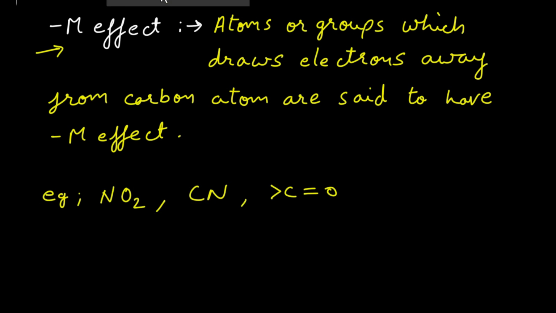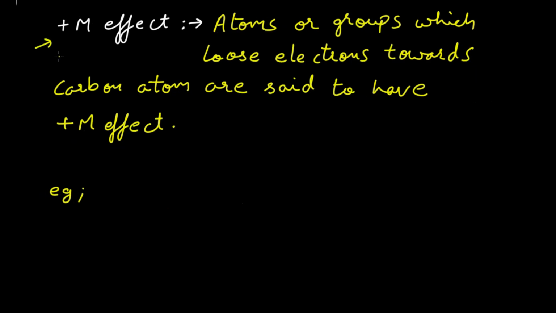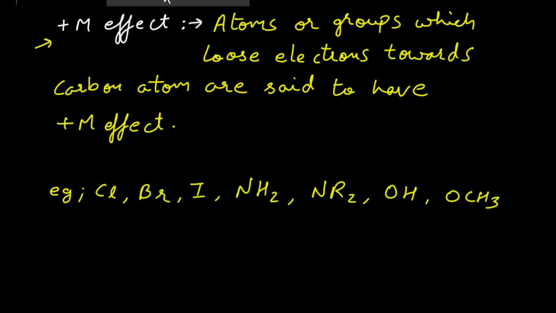Now next is plus M effect, which is very much opposite to that of -M effect. So atoms or groups which release electron towards the carbon atom are said to have plus M effect. Those groups which can donate a pair of electron towards the carbon atom will show plus M effect. Examples of such groups are chlorine, bromine, iodine, NH2, NR2, OH, OCH3. These are the groups that will donate pair of electron towards carbon.